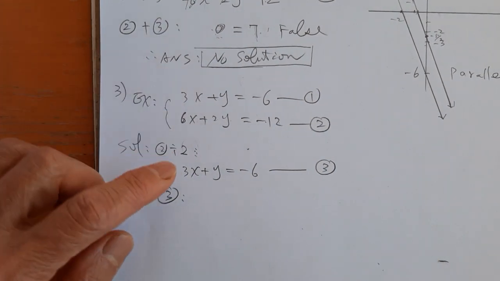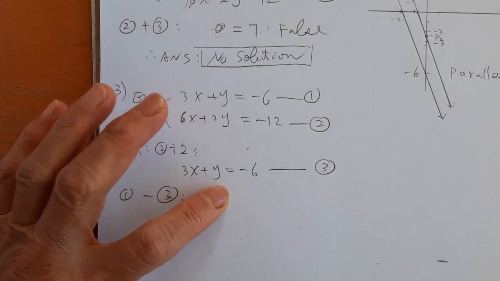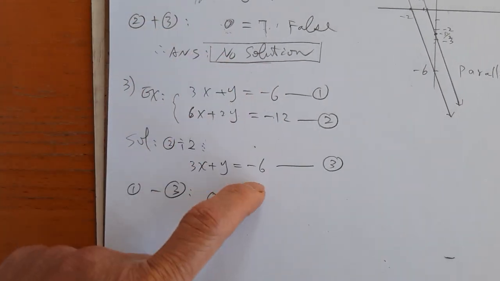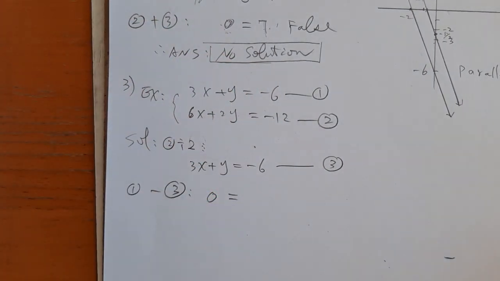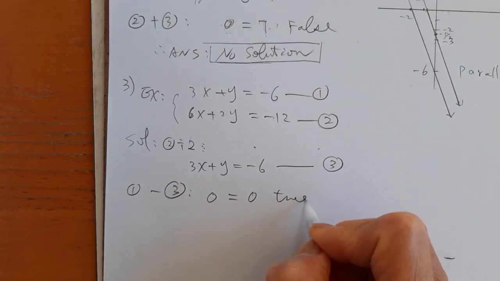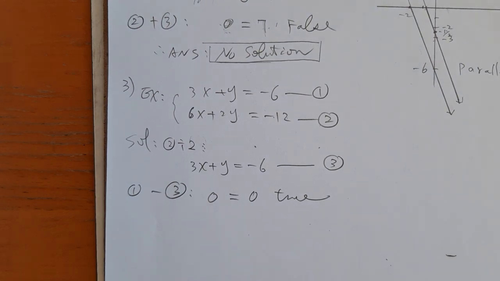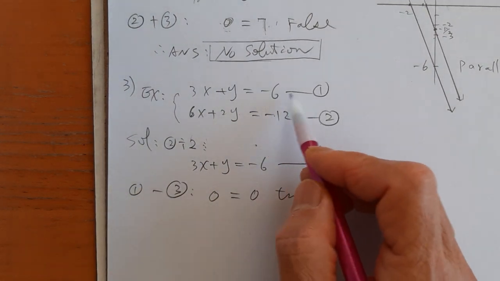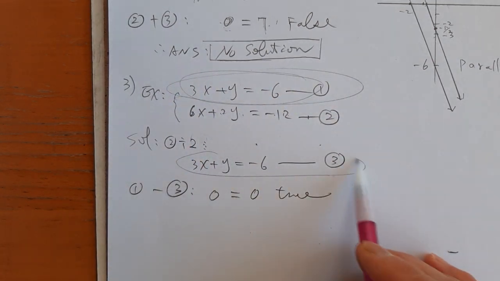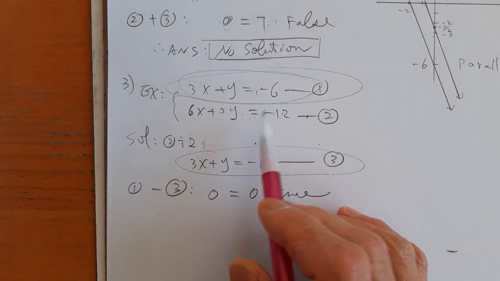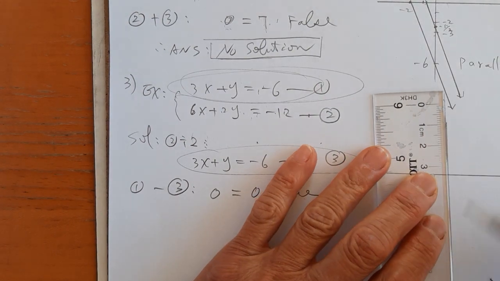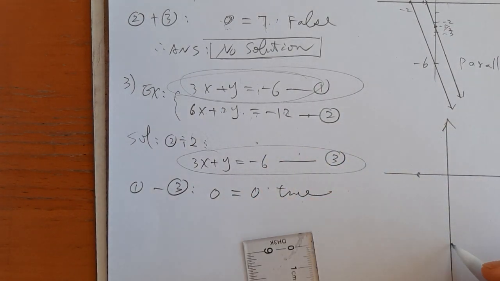Then you do the first equation minus the third equation. 3x minus 3x cancels to 0, y minus y is 0, so the left side is 0. On the right side, negative 6 minus negative 6 becomes negative 6 add 6, which is also 0, because they are the same, so the subtraction is 0. That is always true. That means after dividing by 2, this equation is the same as the first equation. So when you draw the graph, the two equations are the same line.